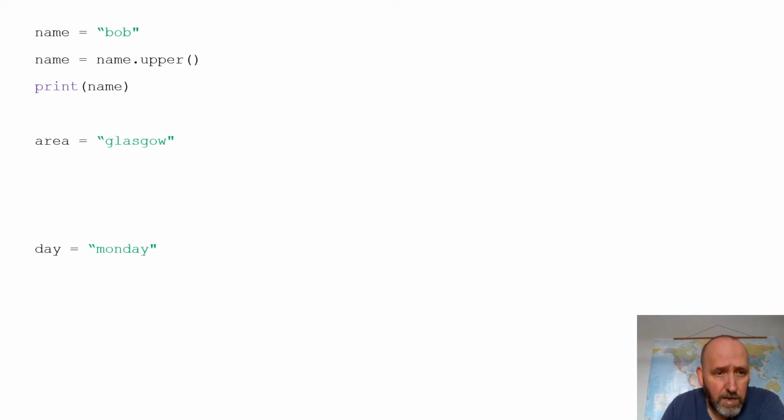So here we are. Name equals Bob. Name.upper(), print name. We will of course have capital B-O-B. Pause the video, write out the answer to the next two using the dot upper. Not just the answer, write out the code to show us how you got the answer.